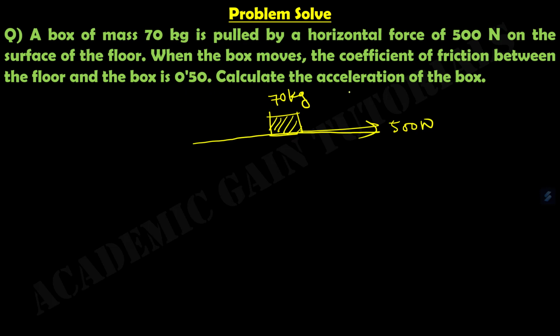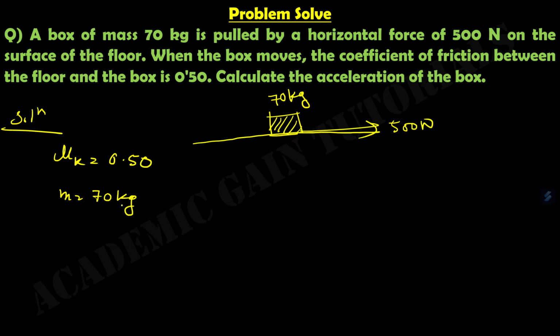We have to calculate the acceleration of the box. So how do we calculate this? Here we find the coefficient of friction, and this is the coefficient of kinetic friction because the body is moving on the surface. For the solution you can write the coefficient of kinetic friction as mu of k. We represent this as mu of k, with a value of 0.50, and the mass of this box is 70 kg.